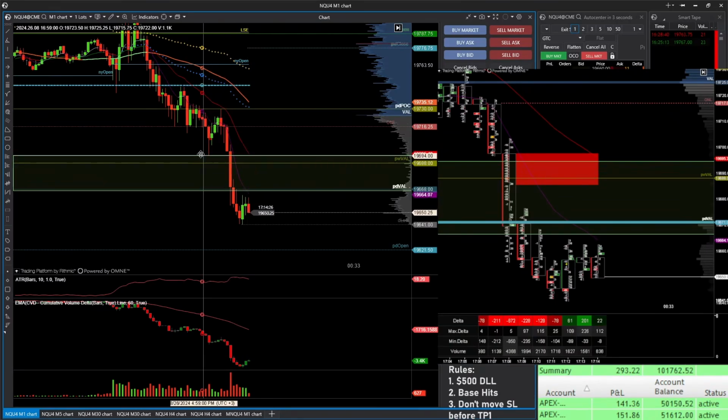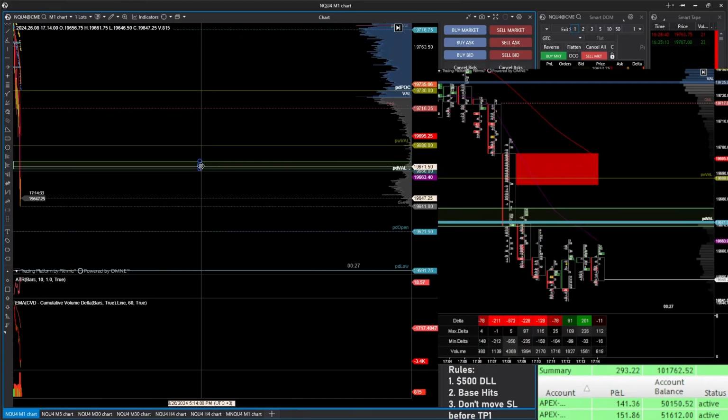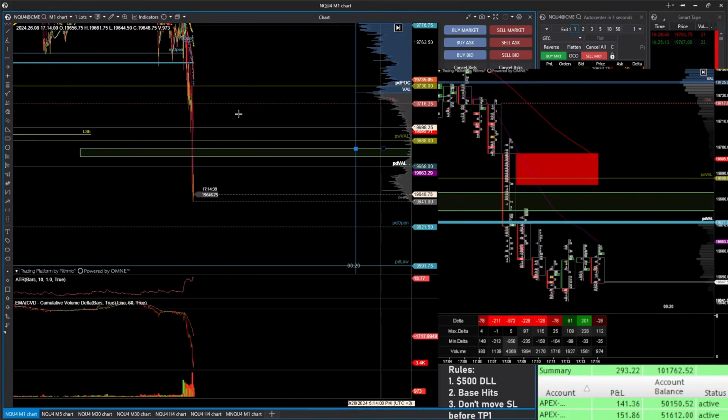So if you want to see price go higher, we need to hold this area right here. Yeah, we need to claim this area above both value area low of the weekend and yesterday.